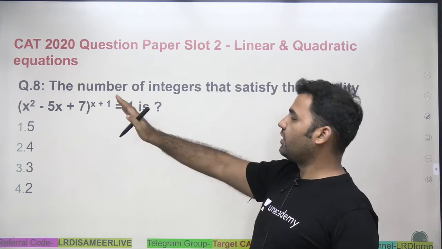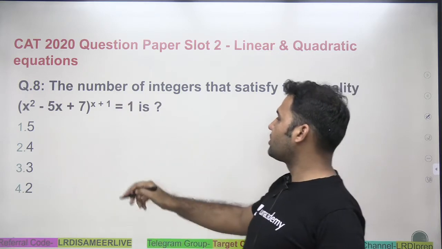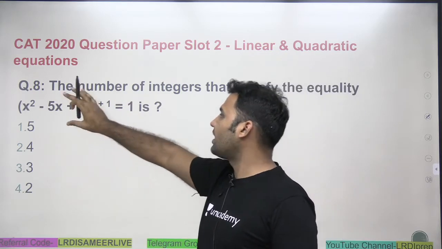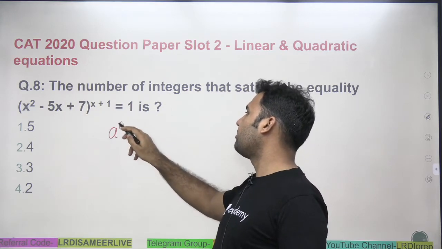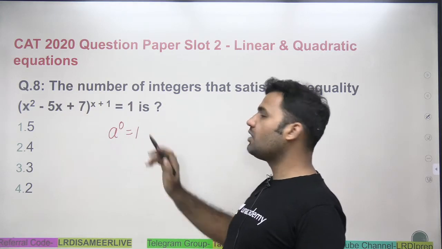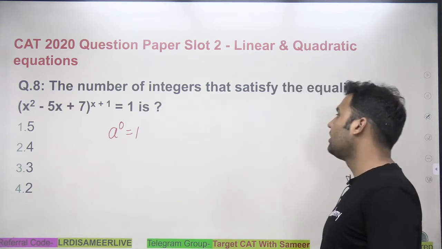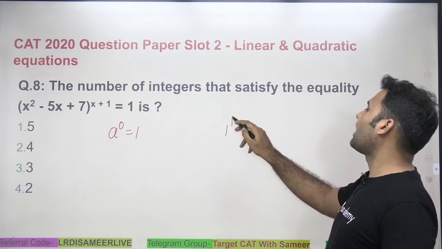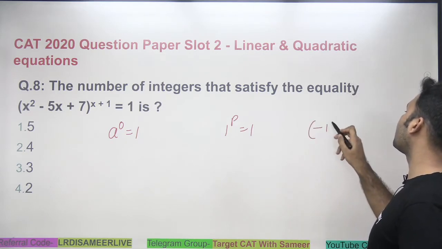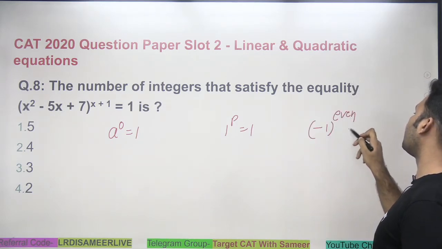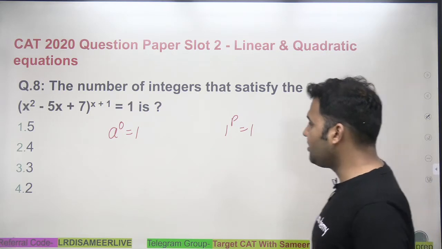See that from the exponent chapter, you should be knowing that if I want an expression with the index to be equal to 1, there will be 3 cases. Case 1 will be a power 0 should be equal to 1. Case 2 would be 1 raised to any power will be equal to 1, and the third case would be minus 1 raised to an even power will be equal to 1. So I'll be taking 3 cases.